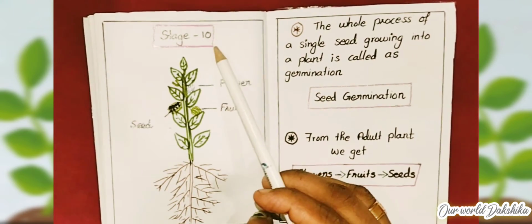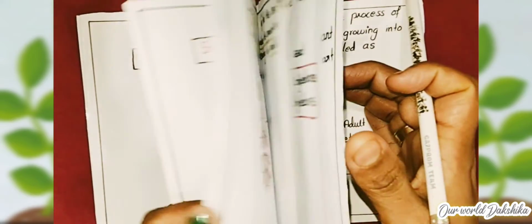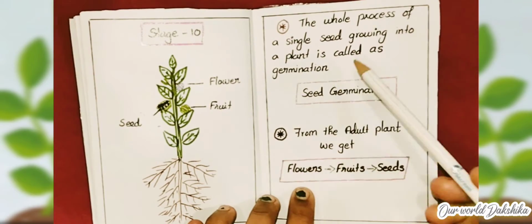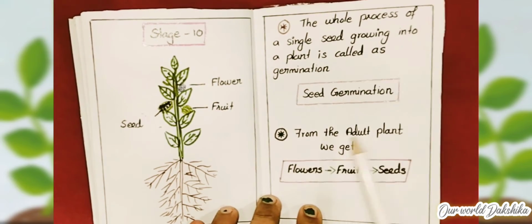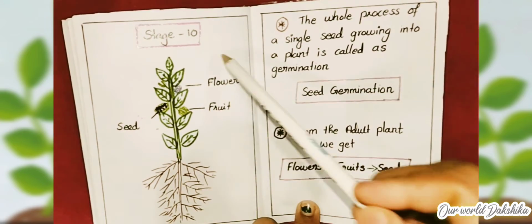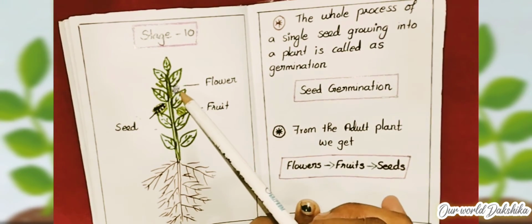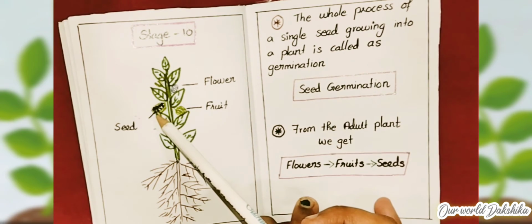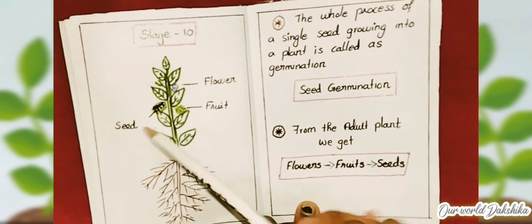This is stage 10. The whole process of a single seed growing into a plant is called germination. From the adult plant, we see the root and the shoot part. From the shoot part we collect flowers, and after that they become fruits. From the fruits we collect seeds.